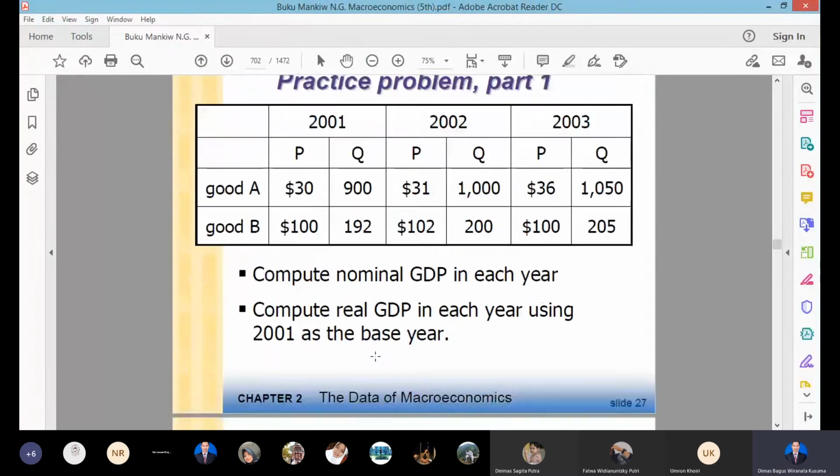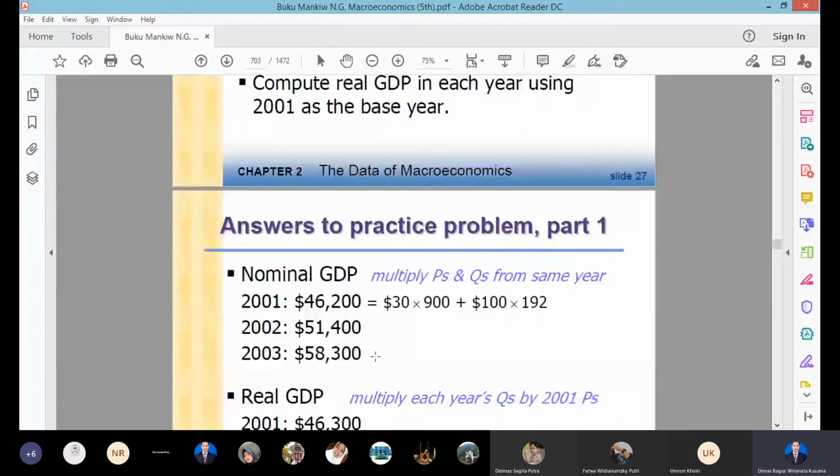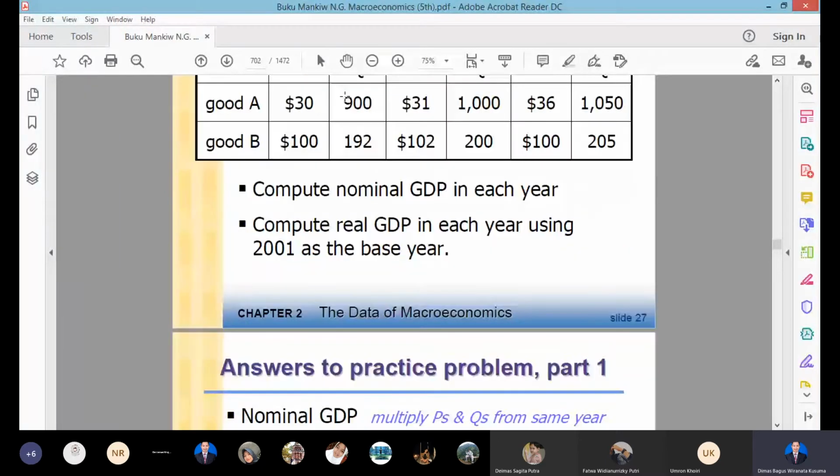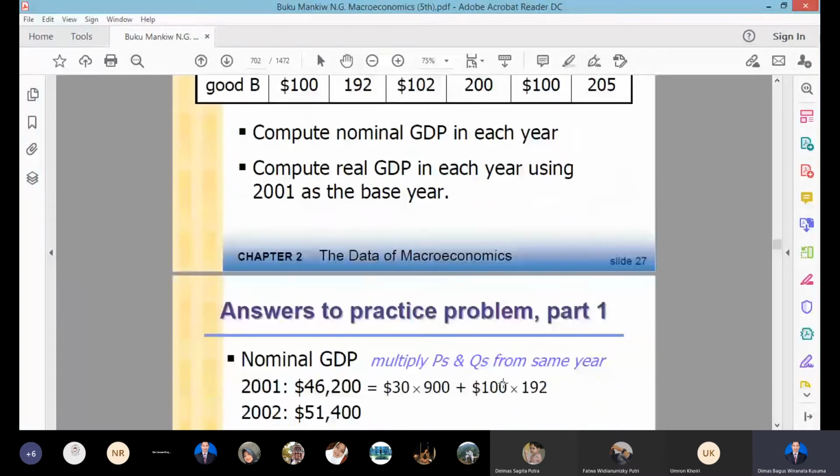Okay, let me see the answer here. Here is the answer. Nominal GDP 2001 is 46,100, from 30 times 900 plus 100 times 162. And please do it subsequently for 2002 and 2003, and you get this one.